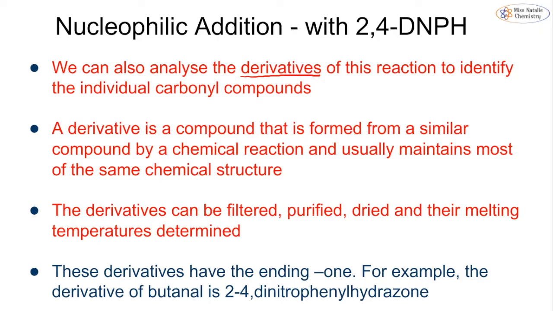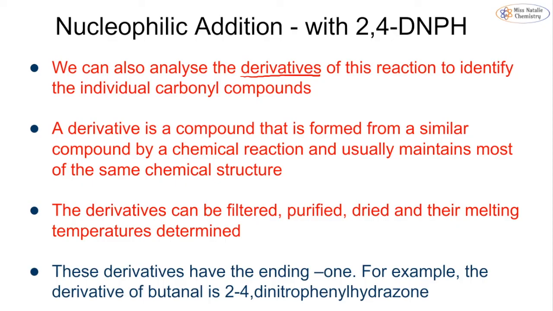So what we can do is we can react it with 2,4-DNPH to make these derivatives. Now, a derivative is a compound that is formed from a similar compound by a chemical reaction and it maintains most of the same structure. Okay, so the parent compound would be the carbonyl and the derivative would be like the offspring compound, if you want to think of it that way.